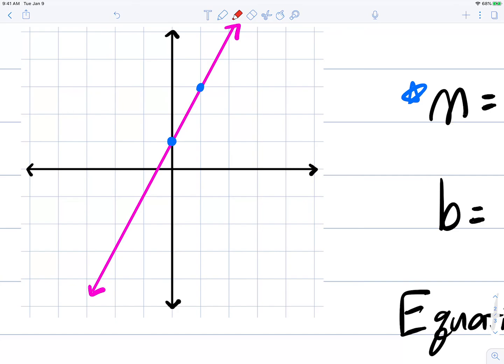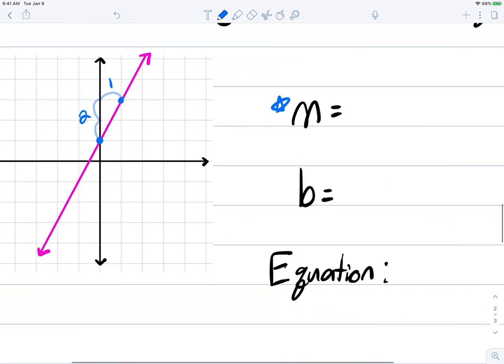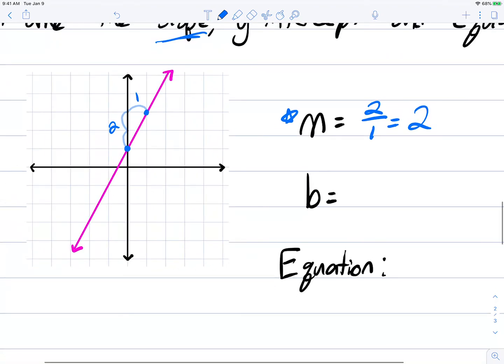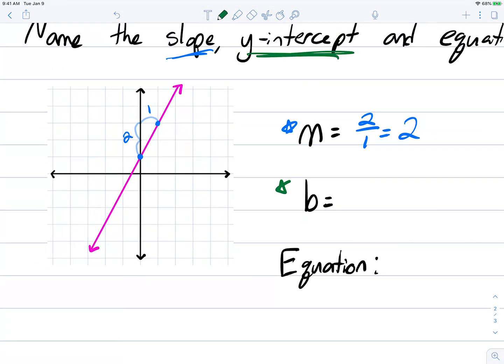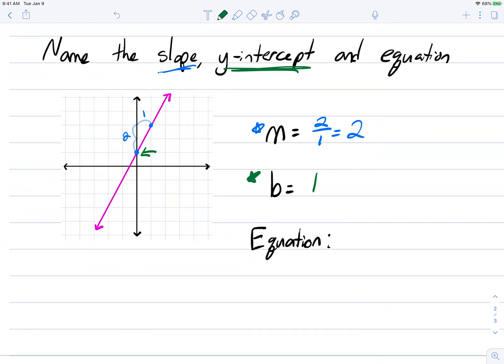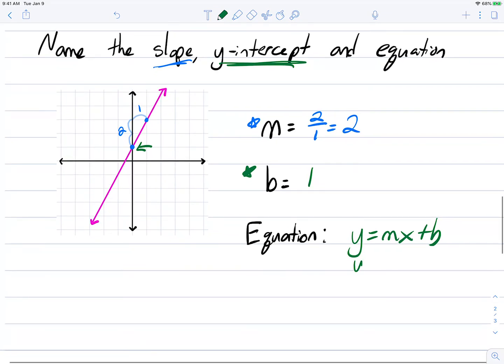Now remember, for your slope, it is rise over run. So I'm going to go rise from one dot to the next is up 2, and your run is 1. So that's 2 over 1, which means that my slope is a slope of 2. And my y-intercept is b, and that's where it crosses the y-axis, which is it crosses at 1. So if I put my equation together, remember y equals mx plus b, my equation would then be y equals 2x plus 1, and that's the equation of that line.